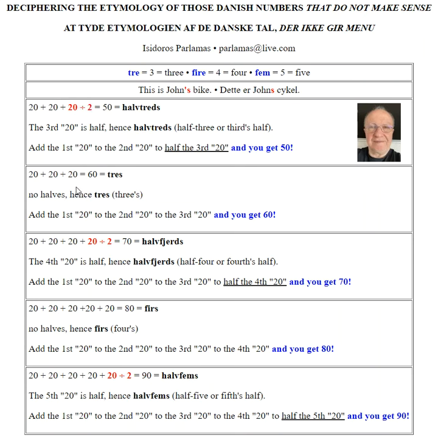Now 60 has no halves, no halves, hence just tres. We don't have the word half here, just threes. This is the plural of 3, because it's 3 20s. 1, 2, 3 makes 60, 3 20s. So the Danish, because of history and tradition, are obsessed, in quotes of course, with 20s and half 20s.